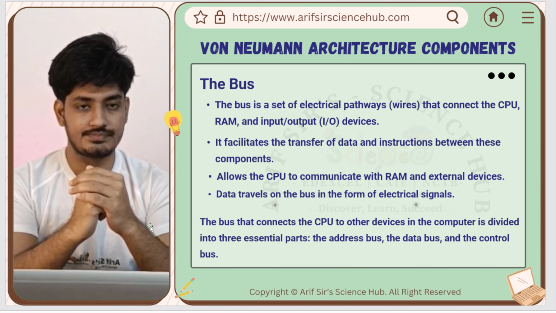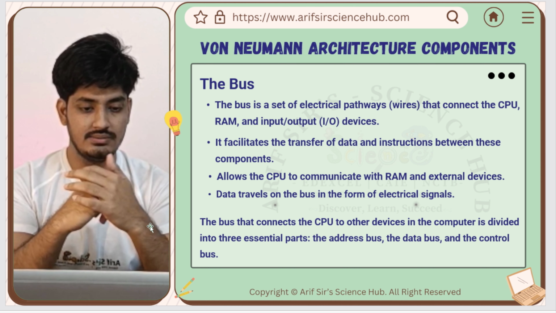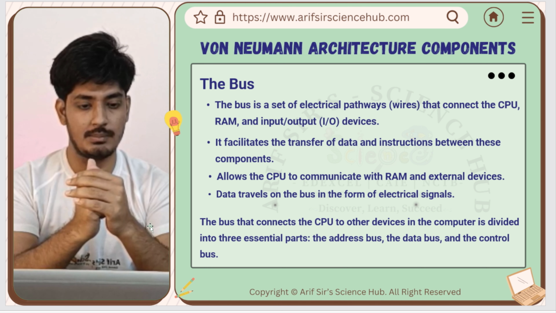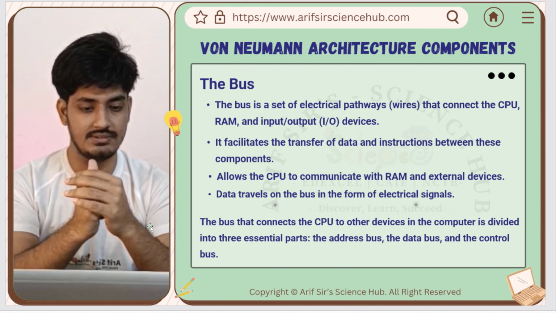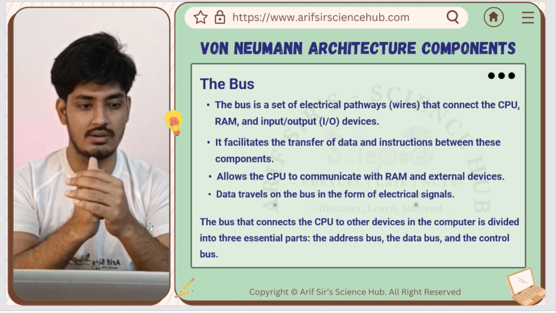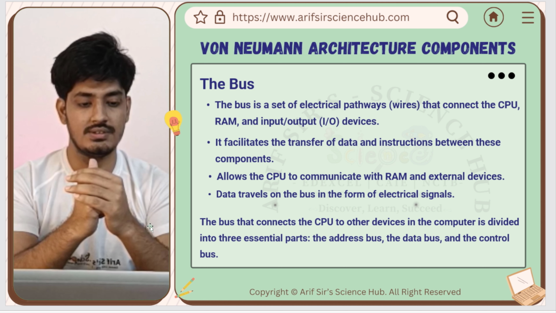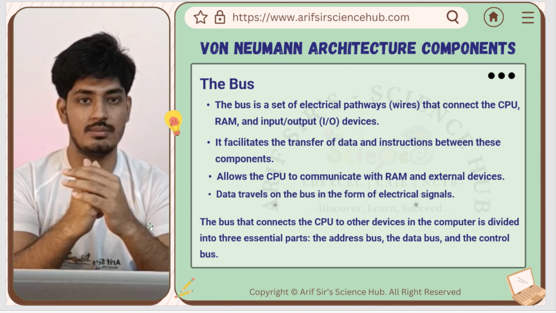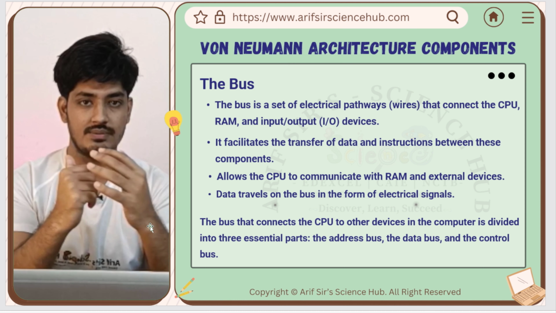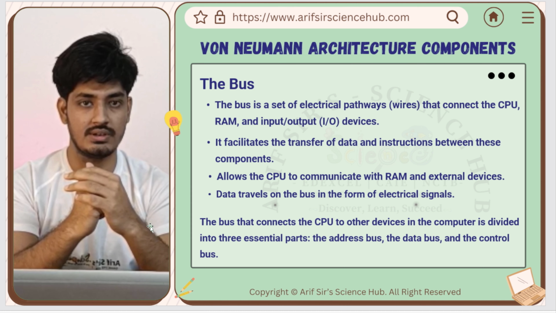First of all, for the Fetch-Decode-Execute model, we have to see some von Neumann architecture components like the bus. We have to discuss the bus first. So what is the bus in terms of von Neumann computer architecture? The bus is a set of electrical pathways or wires that connects the CPU, RAM, and the input-output devices. That means by the help of the bus, the CPU, RAM, and input-output devices will be connected together, and they will communicate and transfer the data.